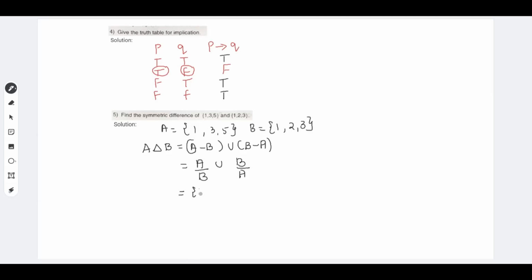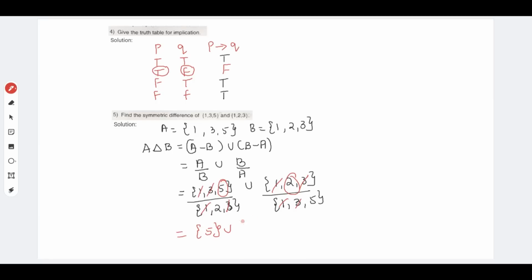So here A is 1, 3, 5 and B is 1, 2, 3. It is the union of 1, 3, 5 divided by 1, 2, 3. Now the like terms will get cancelled. 3 and 3 cancel, 1 and 1 cancel. The remaining in the numerator will be your answer, that will be 5. Then union, the same way the like terms will get cancelled. What is remaining in the numerator only we consider, so it is 2. Therefore 5 union 2 is 5, 2. So this is your symmetric difference of the given sets. Going with the next question.